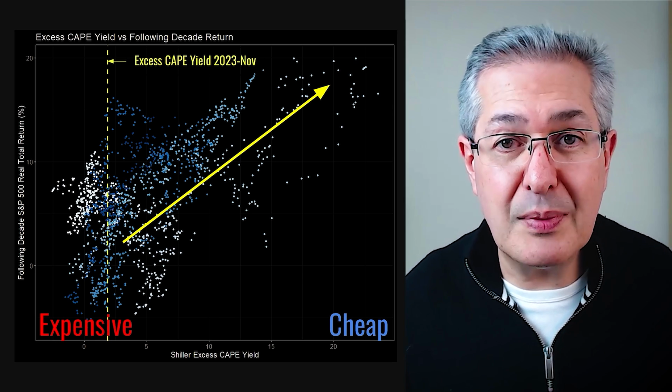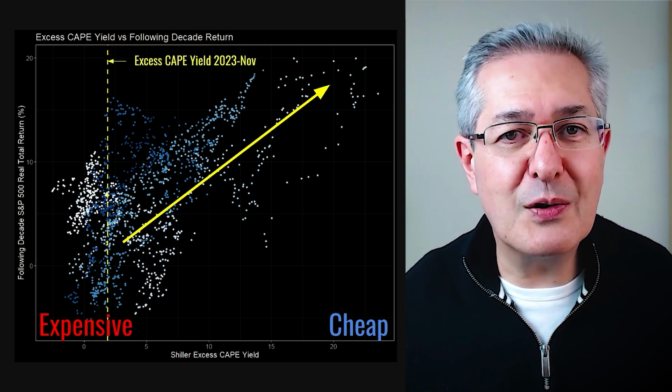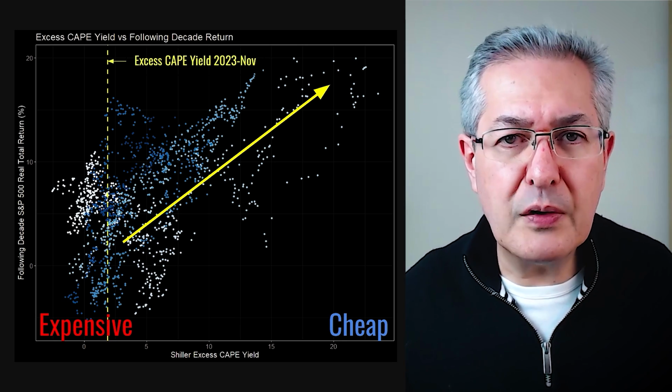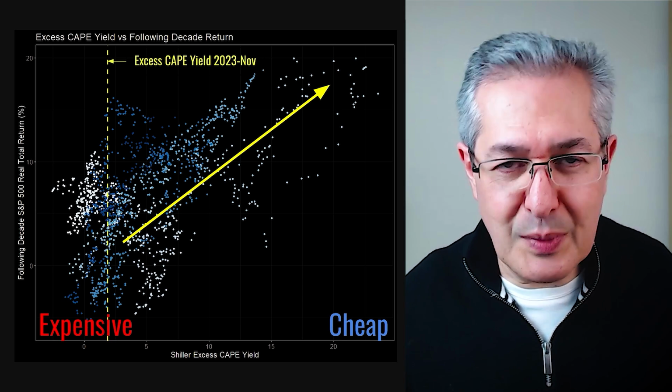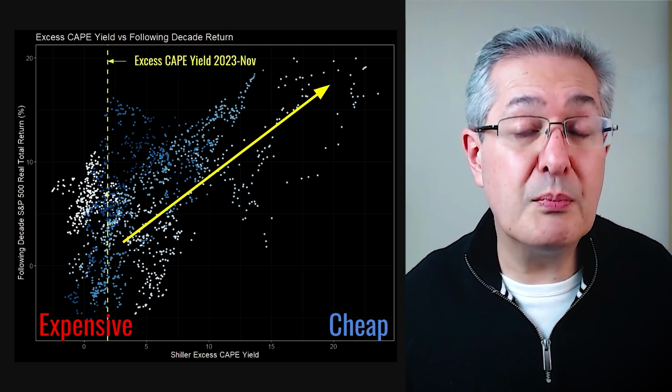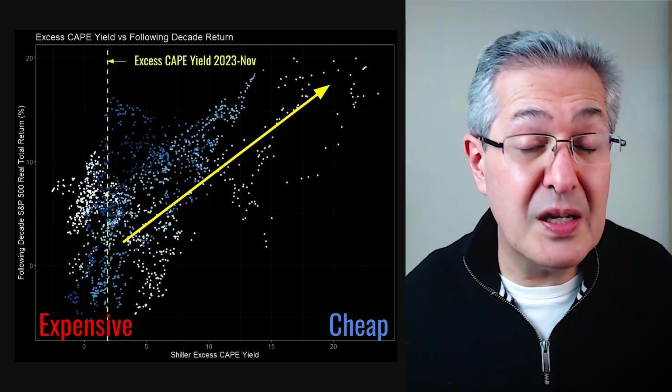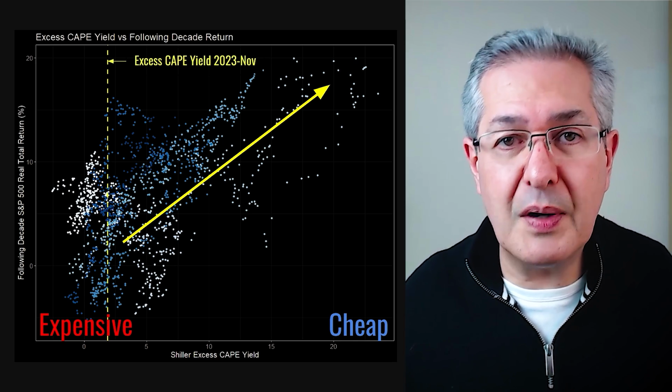And when stocks are cheap, that's on the right-hand side of the graph, you can see that then returns tend to be higher. But there's a lot of noise in the graph. It isn't a perfect predictor, far from it. And usually it's most informative at the extremes of the distribution. And currently you can see that the US is looking expensive by this measure.